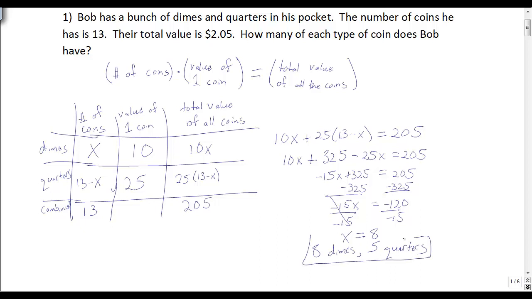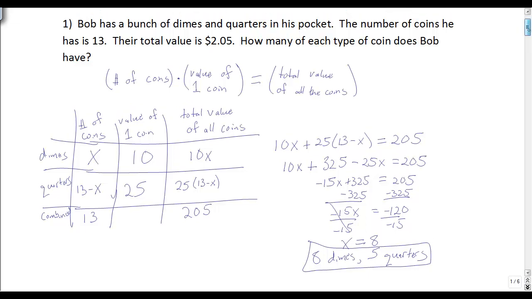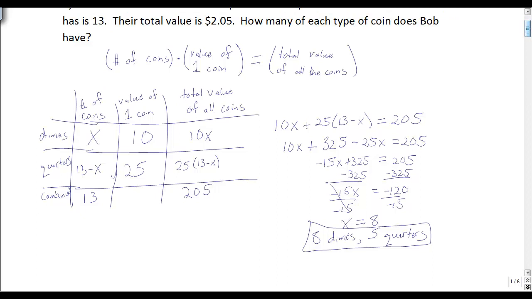So that's 13 total. It's probably worthwhile to think about, does that actually add up to 205? So 5 quarters would be $1.25. 8 dimes would be 80 cents. $1.25 plus 80 cents is $2.05. So it does check out. Okay. So that's really a solution here. Let's do this in another way here.